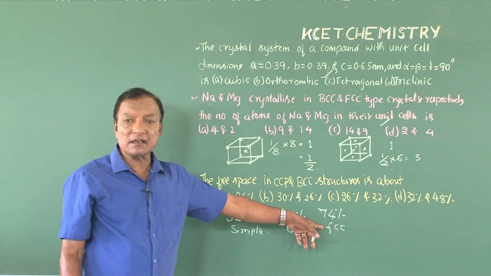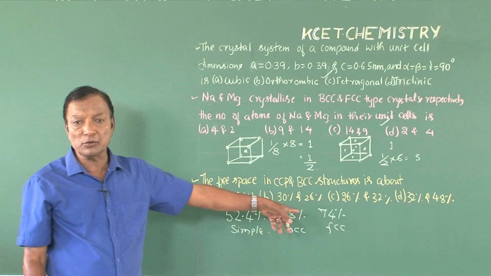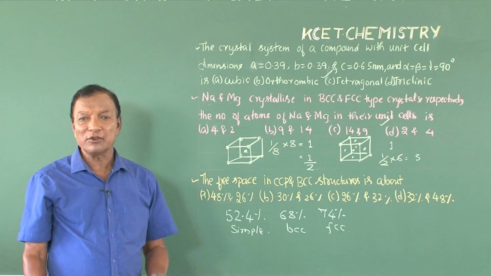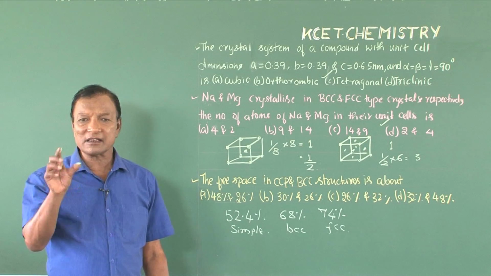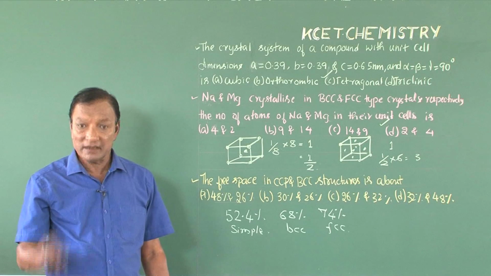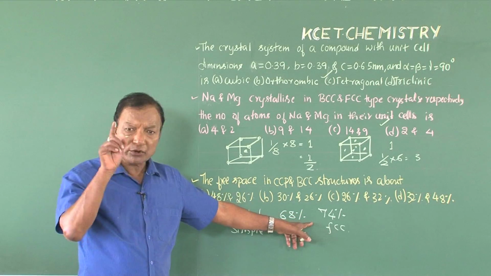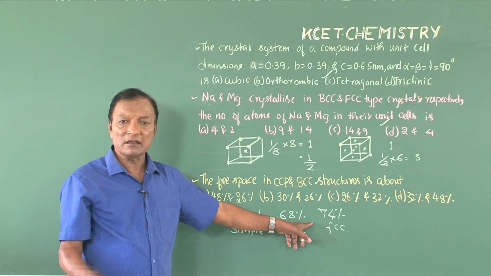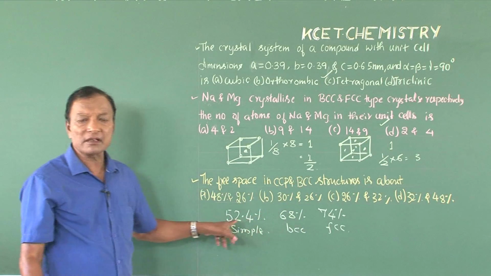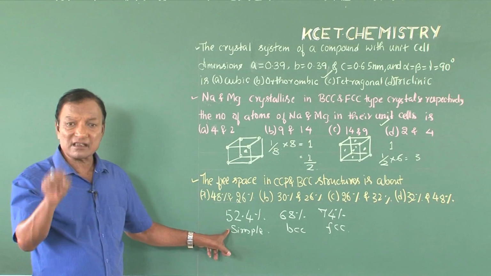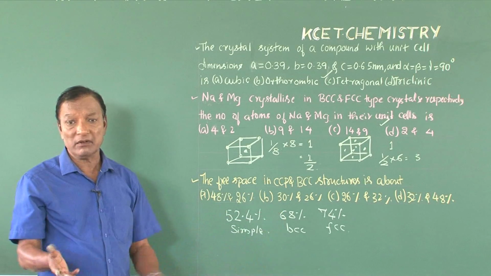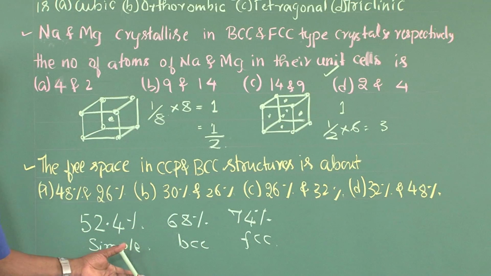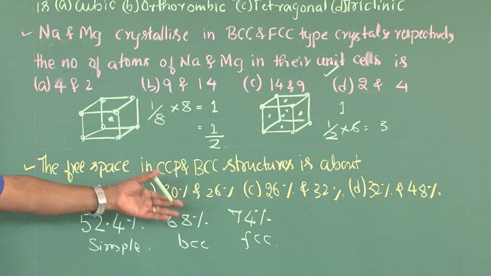In case of the FCC, 74% is used, but indirectly it means that 1/4 of the entire space is empty. Yet, it is supposed to be the most efficient packing. The face-centered cubic unit cell has the most efficient packing, while the simple cubic unit cell has the least efficiency. In between them, we have the BCC, about 68%. If we know these values, then no problem in going through this question.